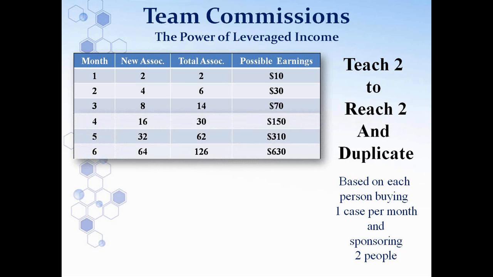What if we push down a few more months? Month 6, 64 people come into your group. You now have a total of 126. Now you're getting $630 a month in passive monthly residual income.